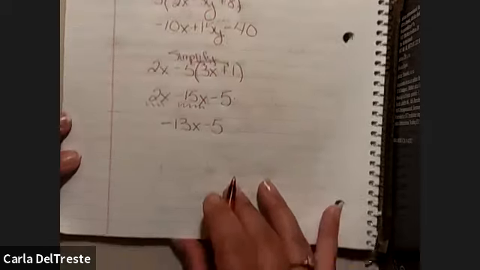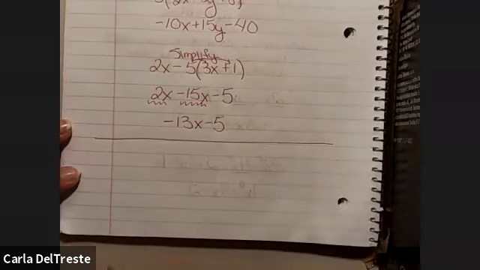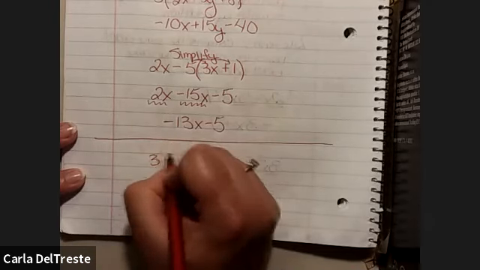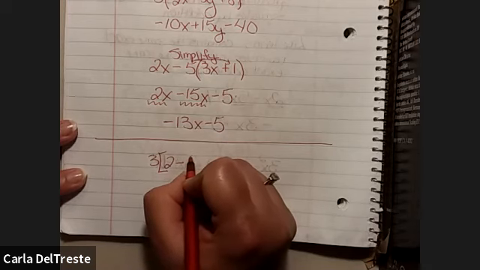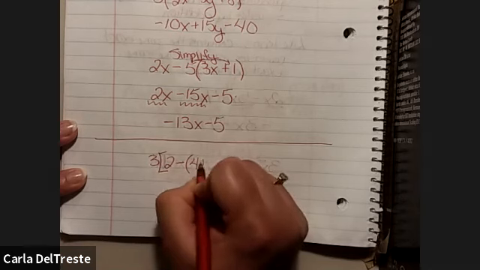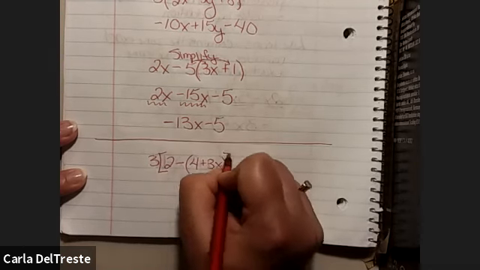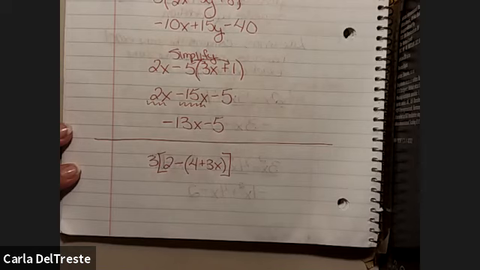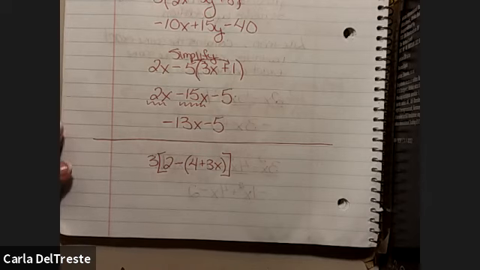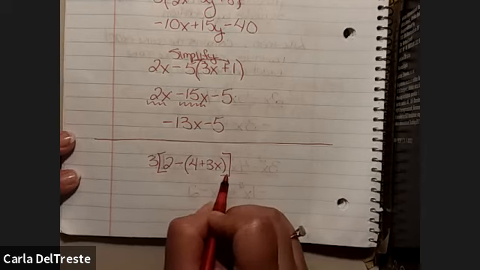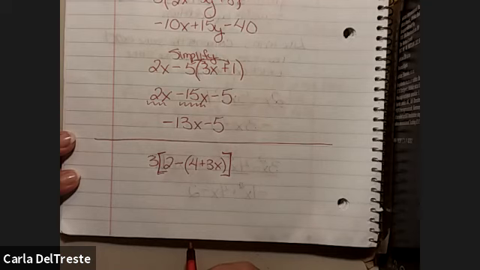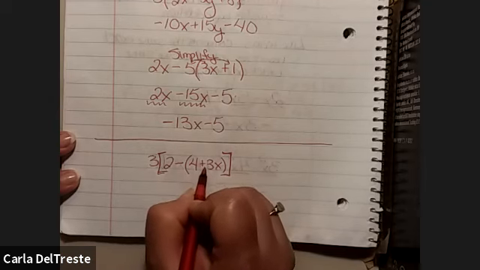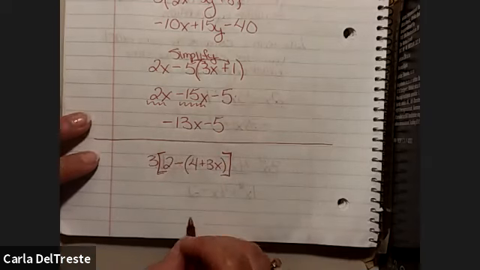Okay? Let's try one with multiple sets of parentheses. Let's say I have 3 bracket 2 minus parentheses 4 plus 3x. And then close the parentheses and close the bracket. When you have multiple sets of parentheses like this, and that's all the bracket is, by the way, is just another set of parentheses. They're just doing you a favor so that you know which one pairs with which one. I'm going to focus on the innermost parentheses and then blossom out, okay?